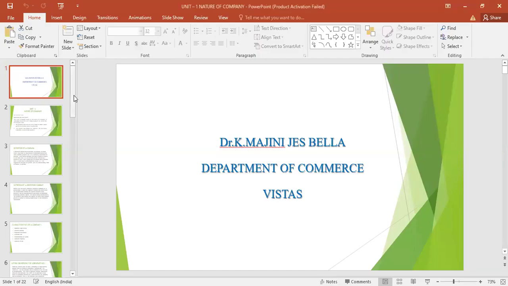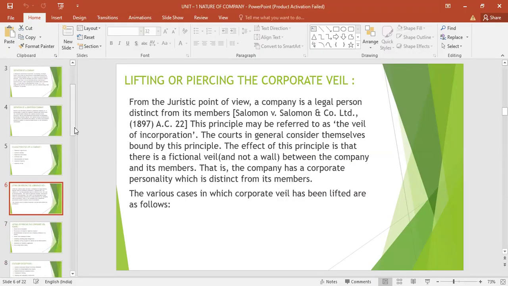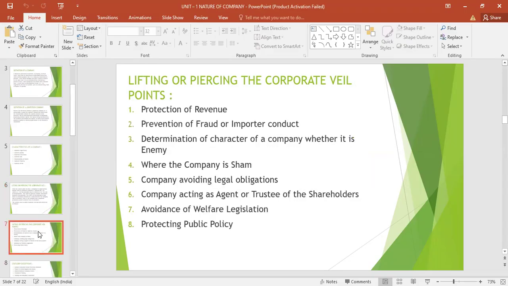In the previous class, we have learned a lot of things about the introduction of a company, the nature of a company, the definition of a company, and the definition of a joint stock company. Right? Now we can move on to lifting or piercing the corporate veil.